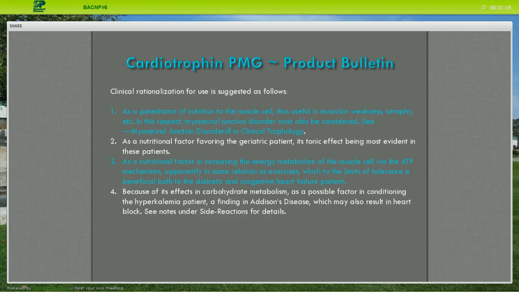So any product that ends with PMG is a protomorphogen of that tissue. So in this case, Cardiotrophin is a protomorphogen of heart tissue, which tells me right away it's going to remove any barriers to healing. Does it heal the tissue itself? No, but it allows that nutrition to be delivered to the cell, things like vitamin C or vitamin B or vitamin G. So we see further in the product bulletin that Cardiotrophin acts as a potentiator of nutrition to the muscle cells.